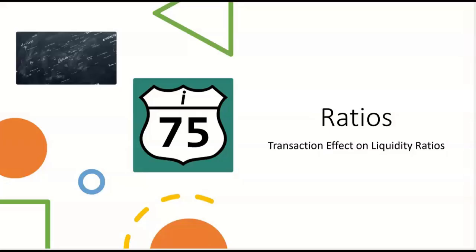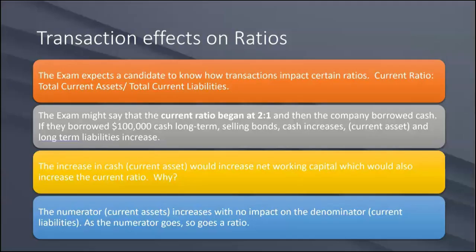Now we're going to look at transaction effect on liquidity ratios, because the exam expects a candidate to know how transactions impact certain ratios, like the current ratio, which we know is total current assets divided by total current liabilities. Now the exam might say that the current ratio began at 2 to 1, which means $2 of current asset for every $1 of current liability.